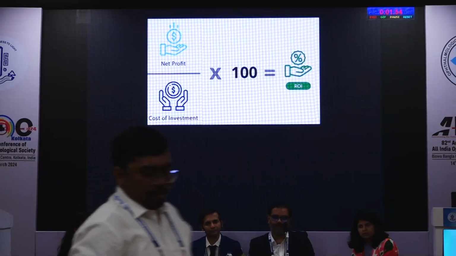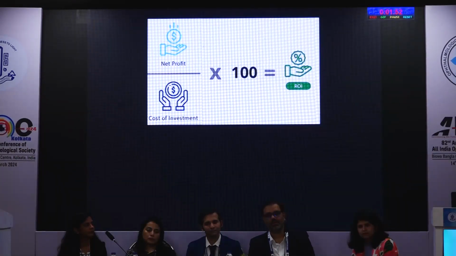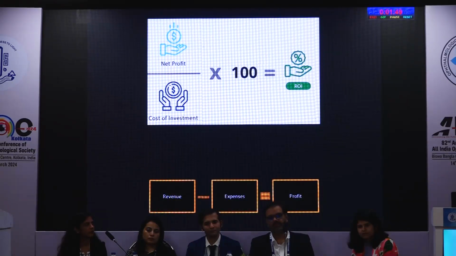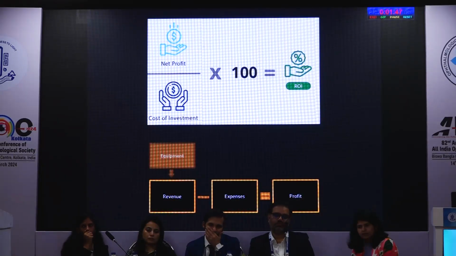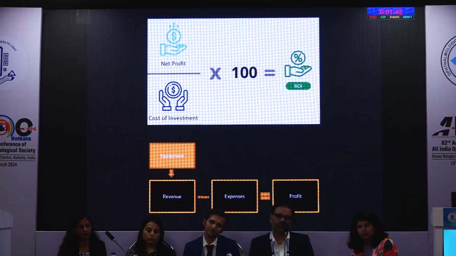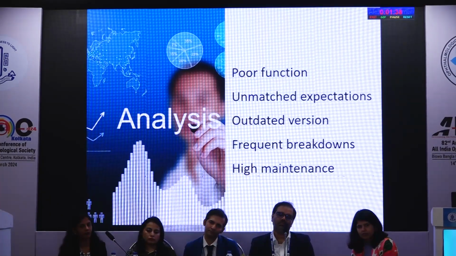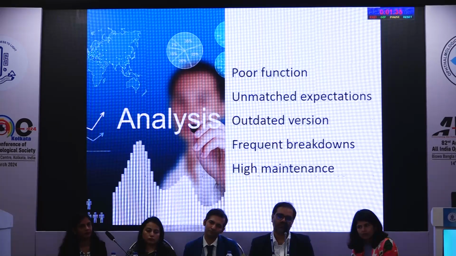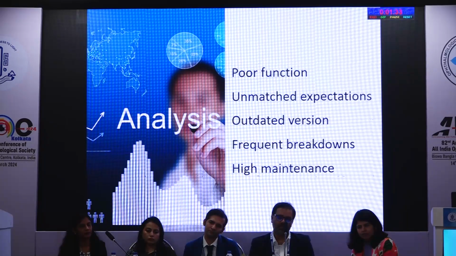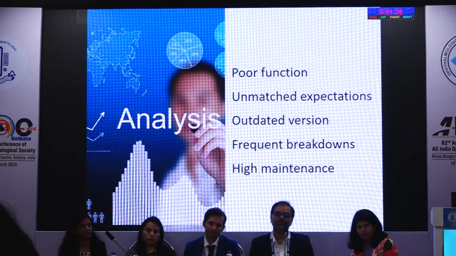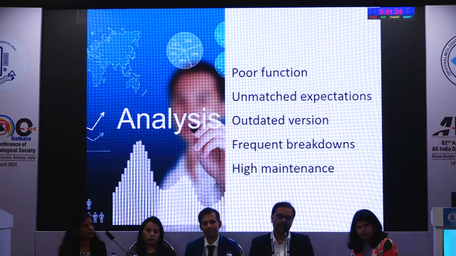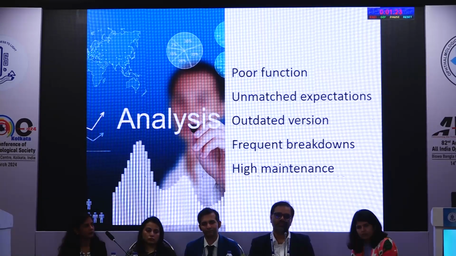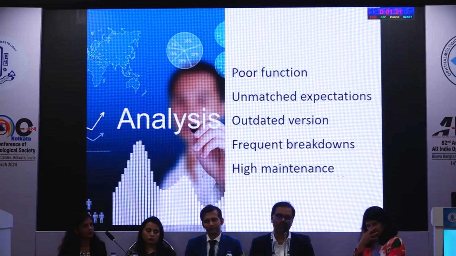So return on investment is always profit over the cost of investment. Profit is revenue minus expenses, and any equipment that you buy has to be contributing to your revenue. It cannot be a liability contributing towards more expenses. Now if you're going to get a second hand equipment, it stands to reason that somebody is selling it. Now why is that someone selling it? Often you'll find on proper analysis that these are one of the causes: poor function, unmatched expectations, it's an outdated version, he's having frequent breakdowns and high maintenance.